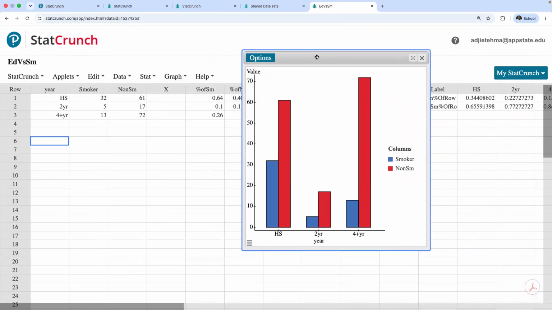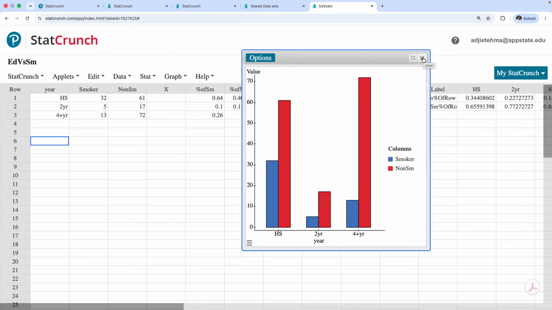Is that okay? And so you can see high school, the blue stands for the smokers, and then the red stands for the non-smokers. So you can see from here quickly that, oh, for high school, the non-smokers are more. Even for the 4-year college, the non-smokers has the highest count. So we could use this split vertical bars, or we could also use stacked too.